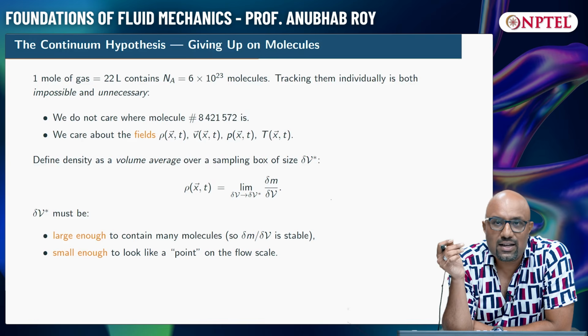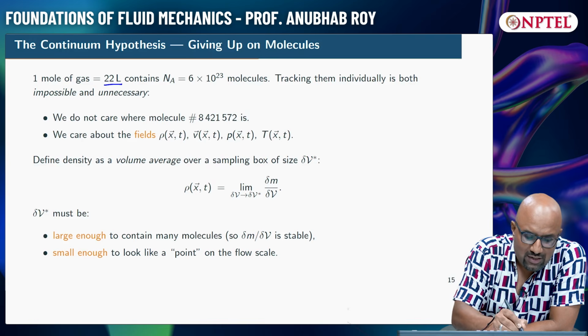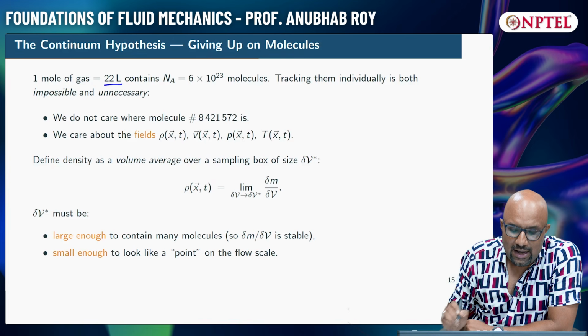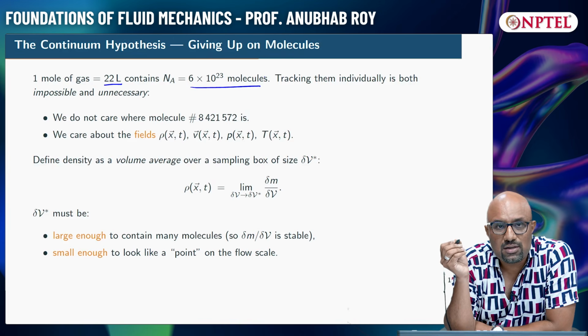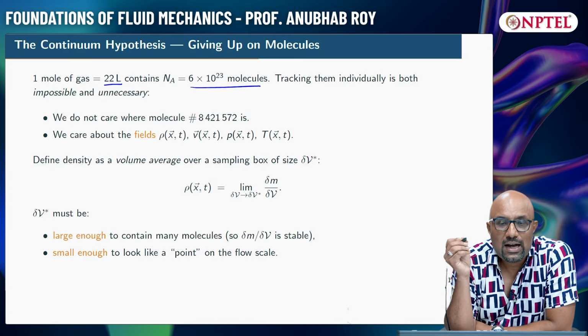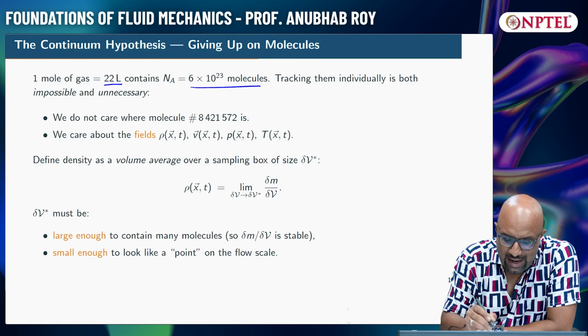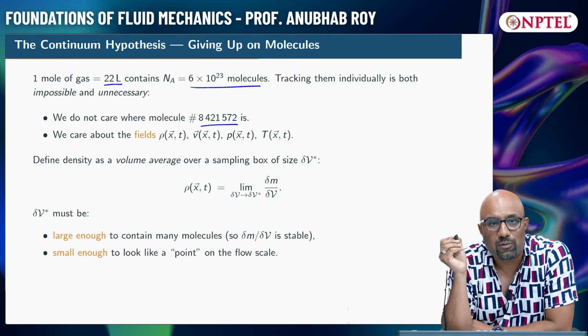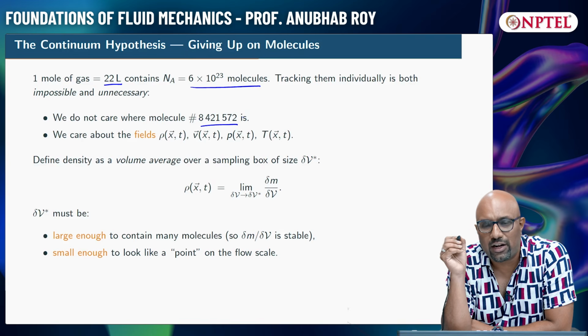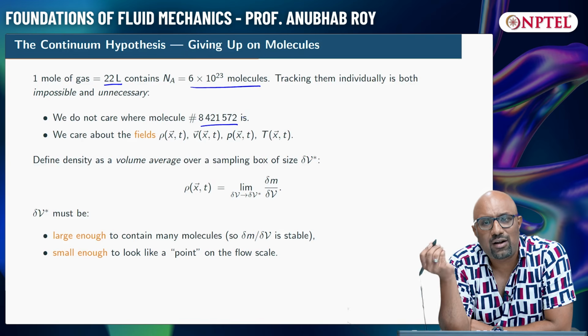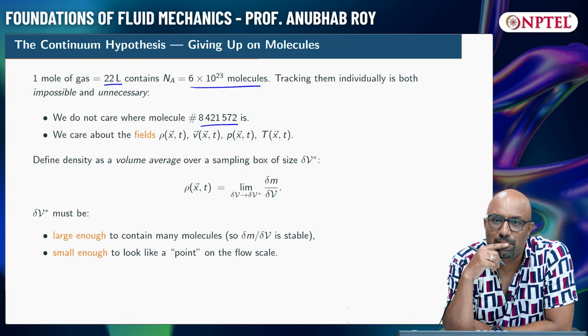Let's check how realistic this is. One mole of gas, which is around 22 liters of that gas, contains an Avogadro number of molecules, 10 to the power 23. Tracking Newton's laws of motion for all these 10 to the power 23 molecules is impossible, and more importantly, unnecessary, because we do not care about a particular tagged molecule. Put a number on one of those nitrogen molecules. Do you really care what is happening to that particular nitrogen molecule? Why does it matter? That is not of any significance to us.